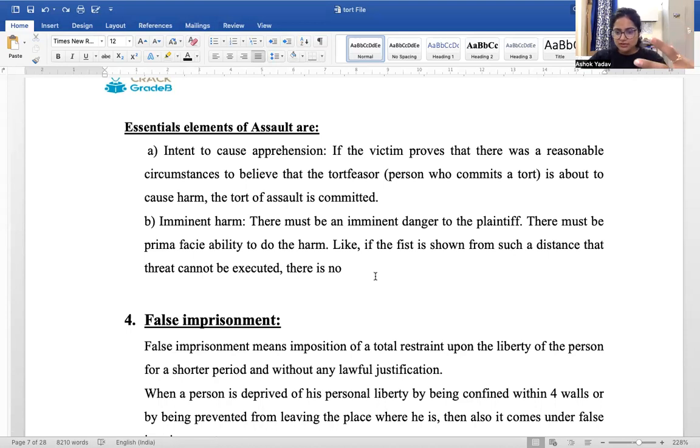So basically, what is the difference between assault and battery? Battery follows assault, right? First there is an assault, then only battery will come. In battery, there is use of physical force, some intentional touch, body touch. But in assault, there is an apprehension in the mind of the plaintiff that the defendant is going to cause some harm, right?